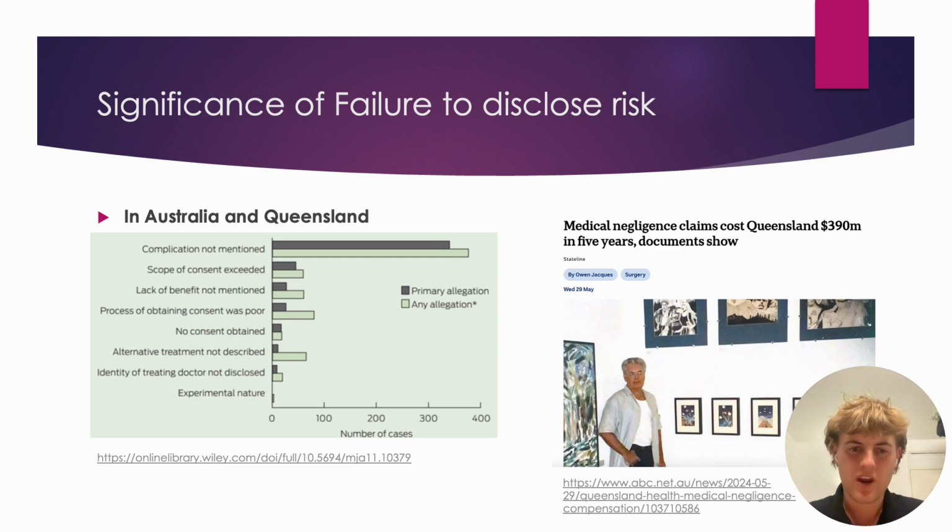And the image shown here on the screen is a screenshot taken from the study and shows a graph. As you can see at the very top, complication not mentioned is the obvious leader, and you can see it's well over 300 cases. And on the right is an excerpt from an article by ABC, which just shows that medical negligence claims have cost Queensland $390 million in 5 years.